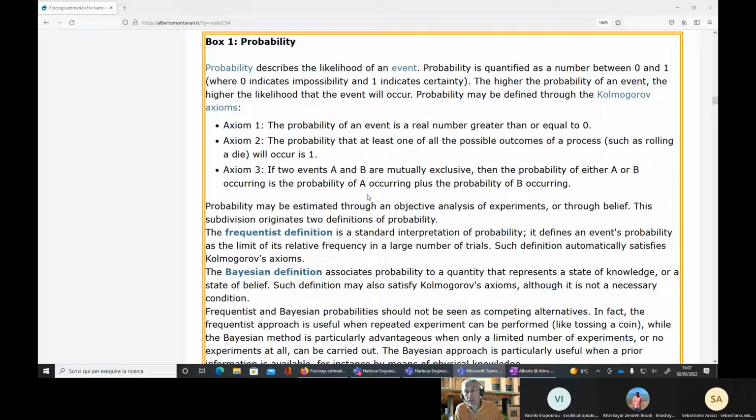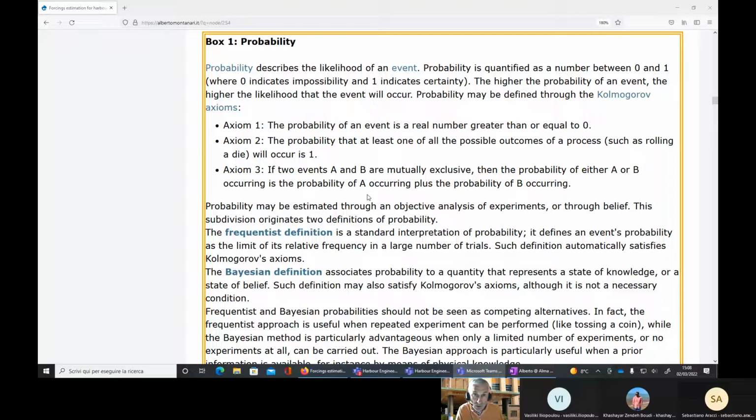So I can say it's clear: if I toss a coin, the probability of getting the head is 0.5. I don't need to toss it 24,000 times. But still, you define probability in two different ways. In the first case, through an experiment. In the second case, through your belief.